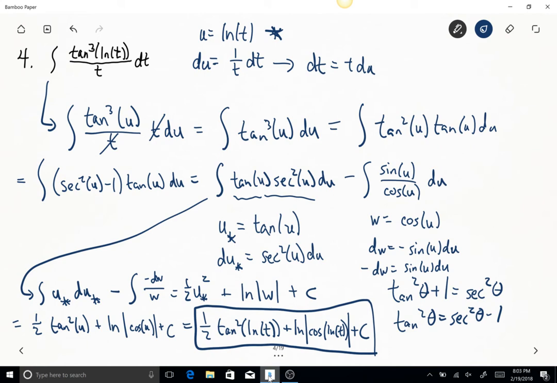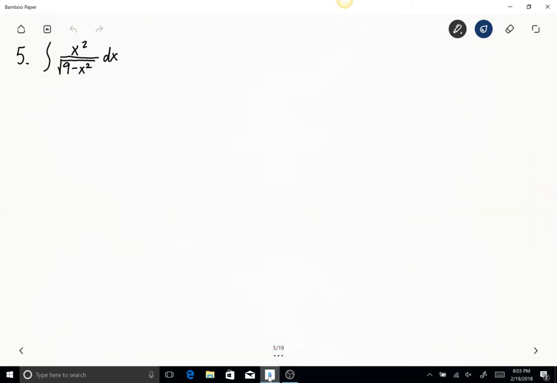Okay, I don't see any questions thus far, and so I'll keep on moving. Alright, so now we have this integral of x squared over the square root of 9 minus x squared. How will we approach this one? So notice we have that square root involved.